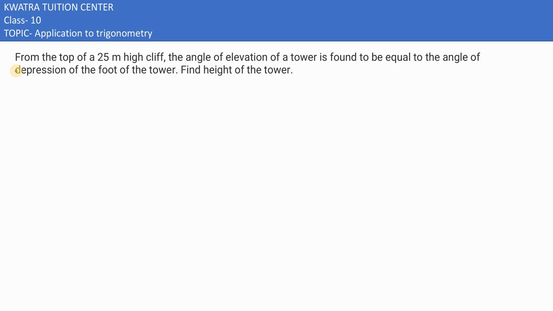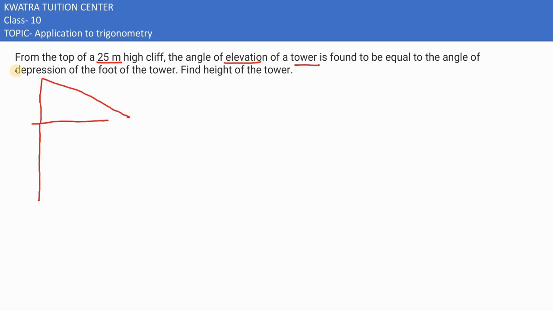Now the next part would be saying that from the top of a 25-meter high cliff, the angle of elevation of a tower is found to be equal to the angle of depression of the foot of the tower. Then they are saying find the height of the tower.